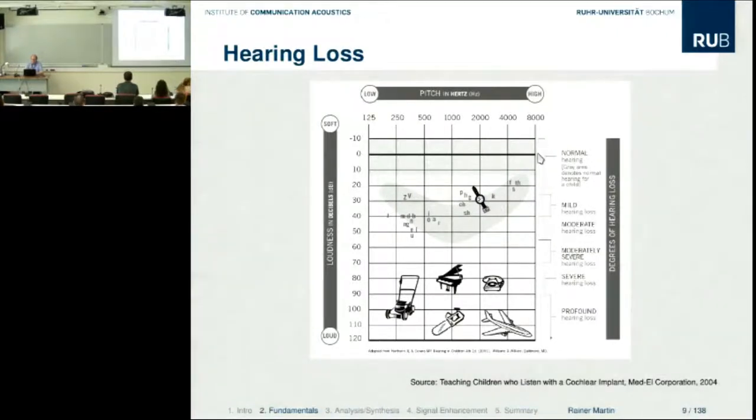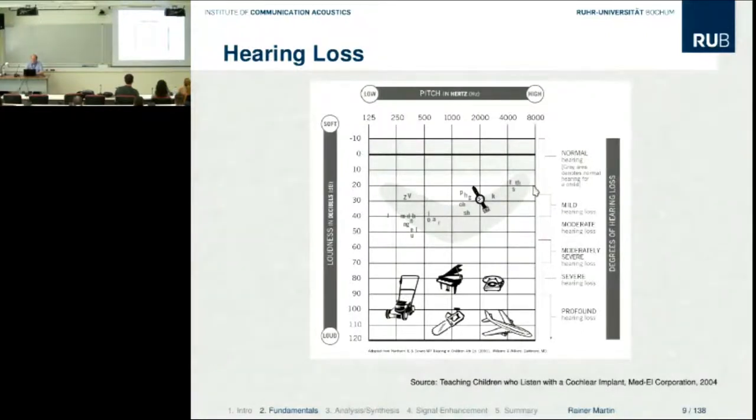Also on the scale, you find different grades of hearing loss, from normal, in this range up to 25 dB, to a mild hearing loss, moderately severe, and finally profound. Obviously, if you have a hearing loss of, say, 30 dB, which is still a mild form, then you will miss, for example, the high-frequency sounds F, S, th.